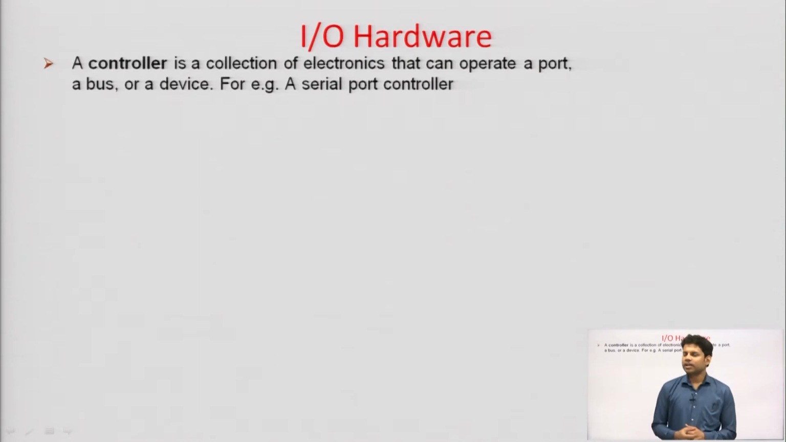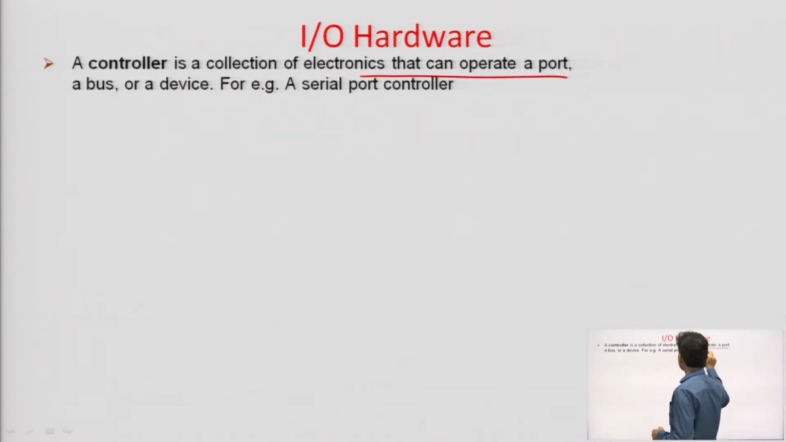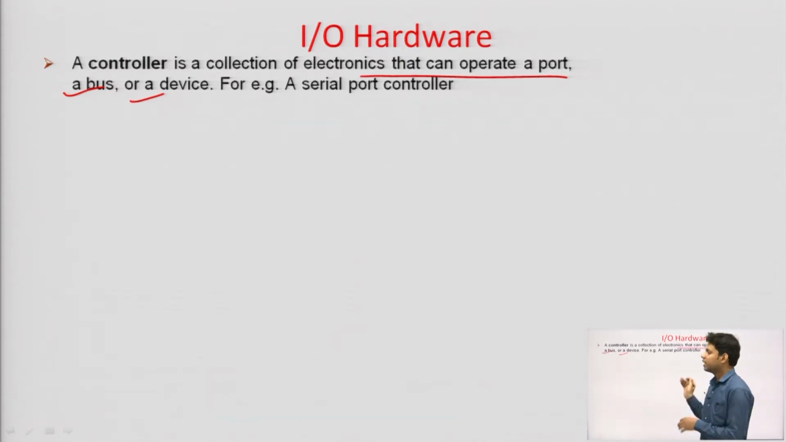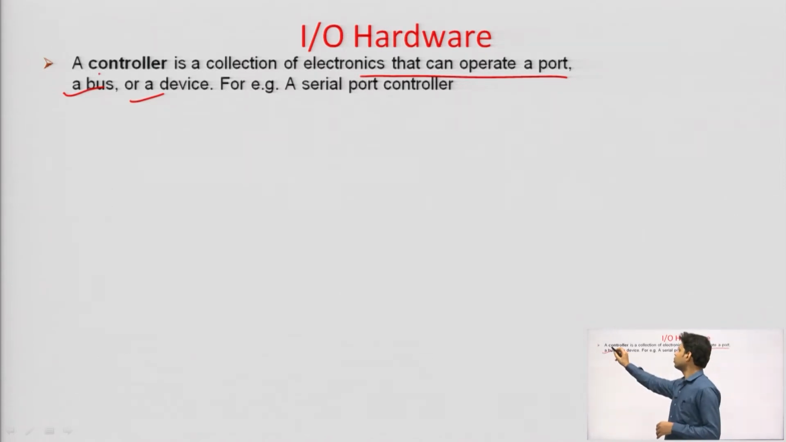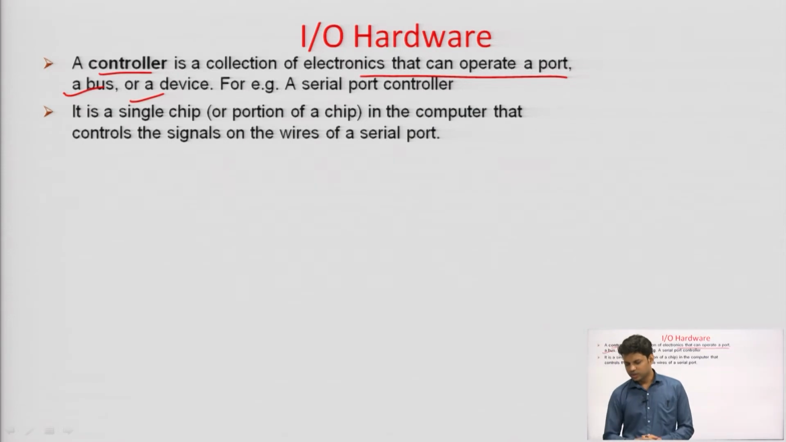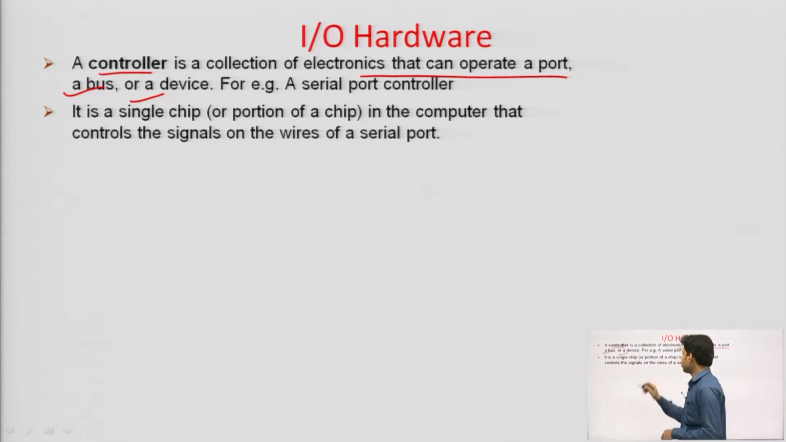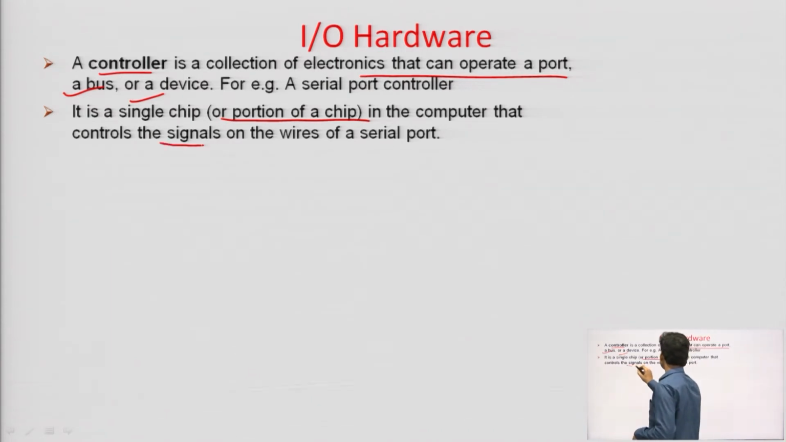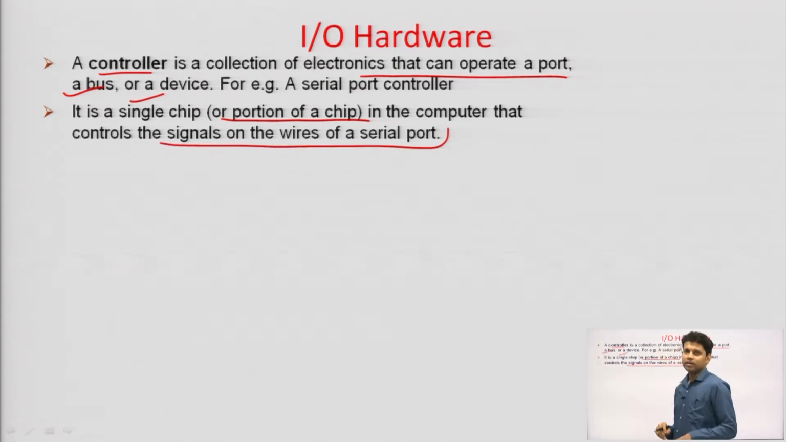The next level is your controller. A controller is a collection of electronics that can operate a port, a bus, or any other device. Any hardware that needs to be maintained or managed must have its own controller. A serial port is also a controller. It is a single chip or a portion of a chip in the computer that controls the signals on the wires of the serial port.